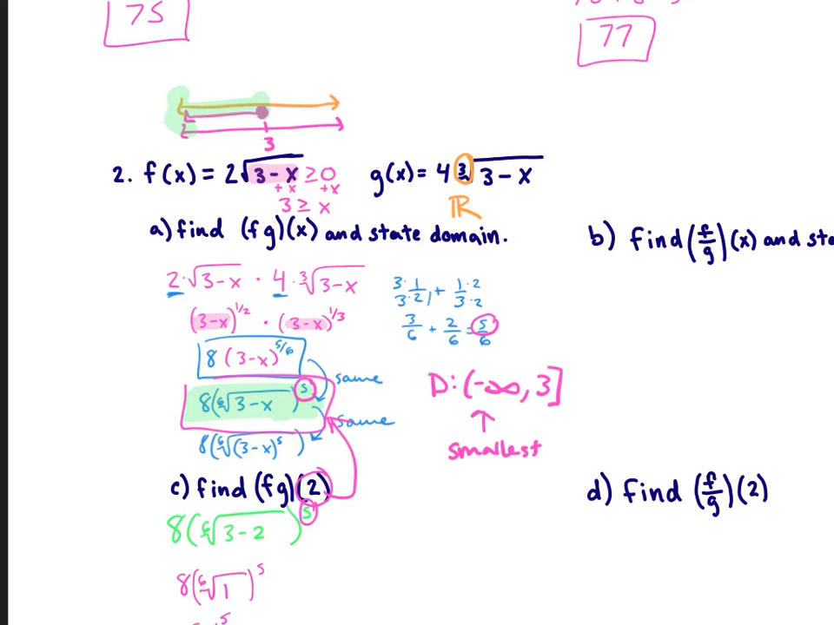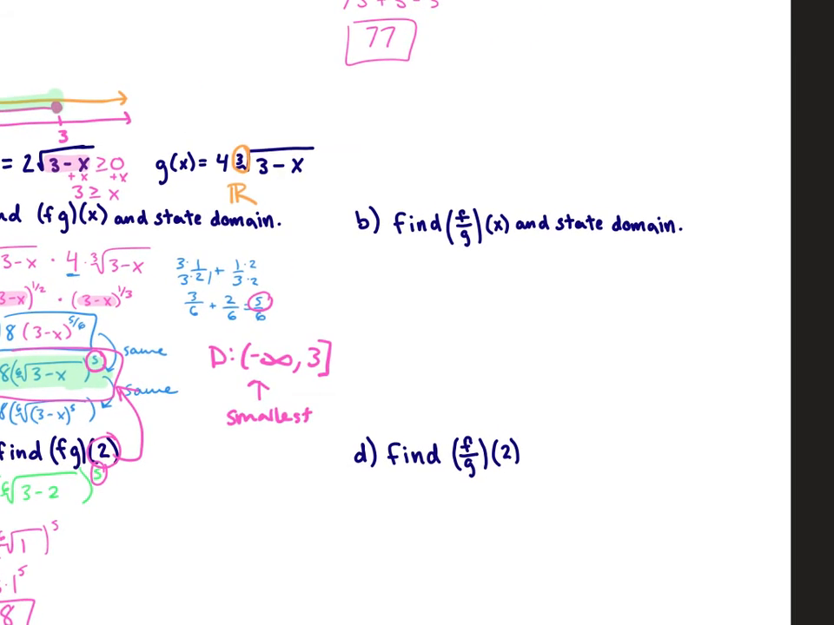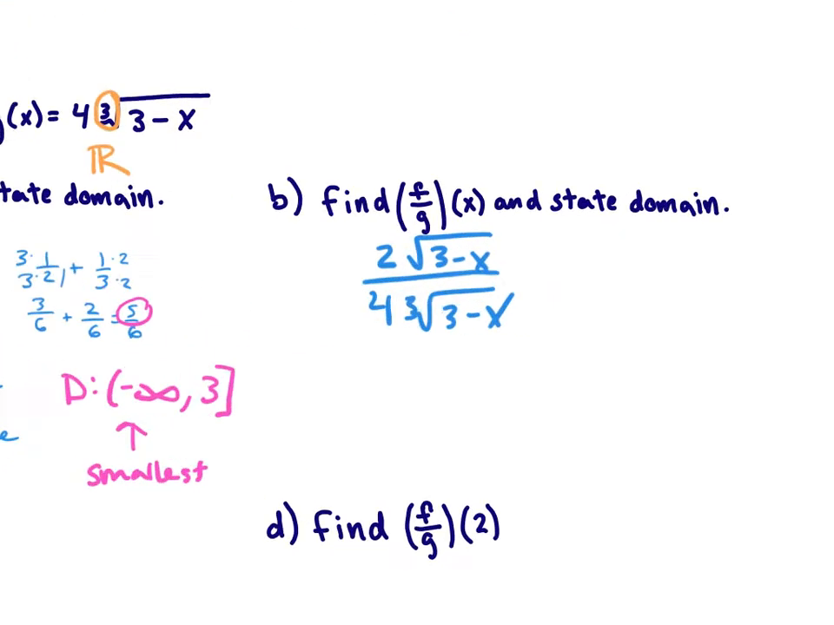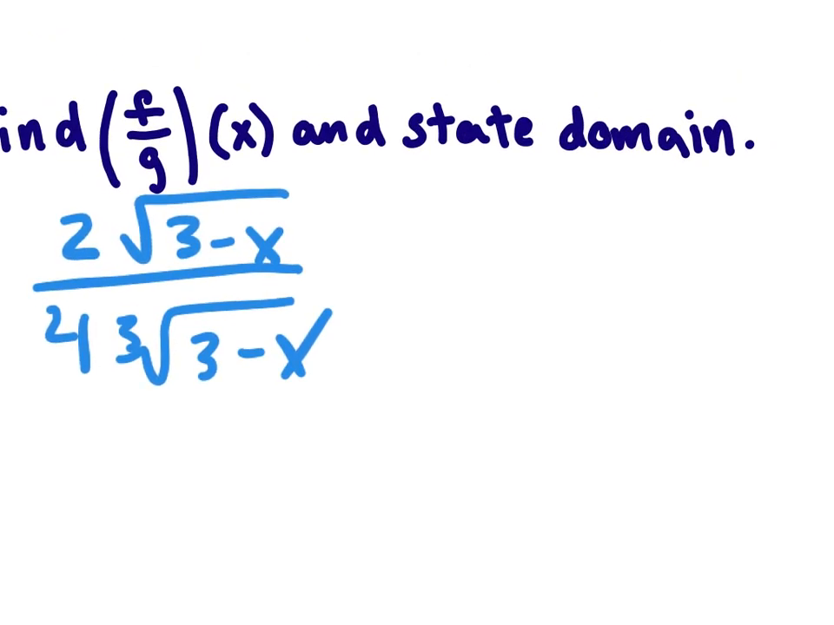So we have f over g of x. So we put our f of x on top. So this was 2 square root 3 minus x over 4 cubed root of 3 minus x. Can we simplify this? Yes?